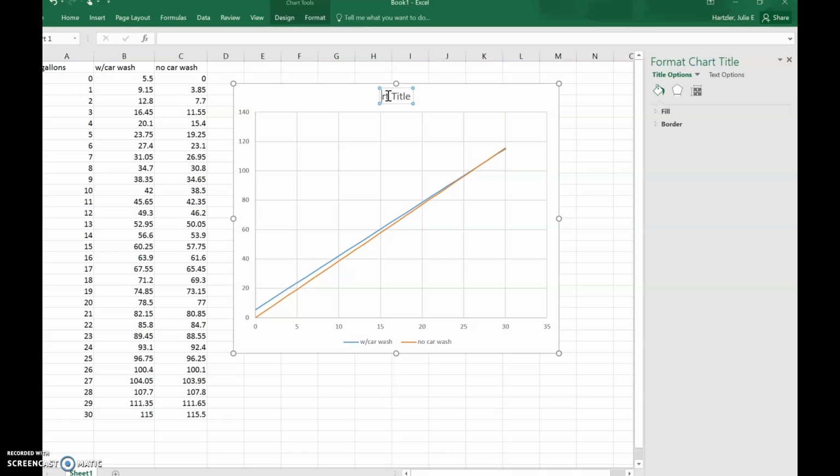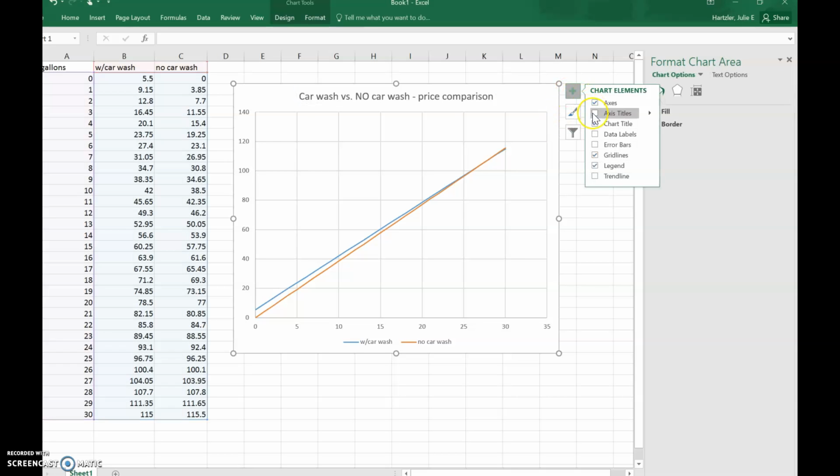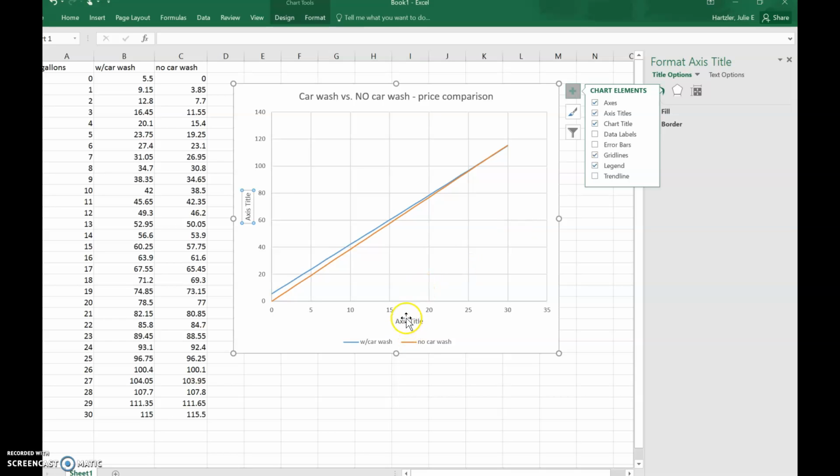So let me highlight this. So car wash versus no car wash, and then I could say something like price comparison or something along those lines. And then again, if you want to click over here, you could add axes titles. All right, so then I could change this to, what is this? The input is what, gallons? And then I could come over here and change this one to, what is that, price or money. So I could just put a $ sign there.